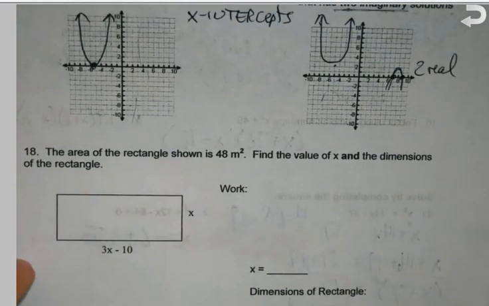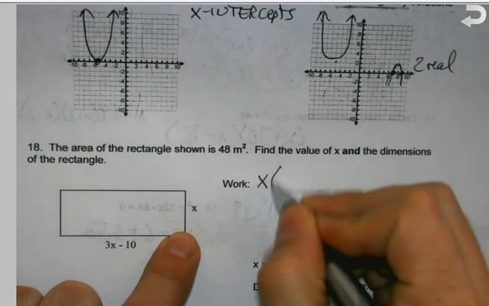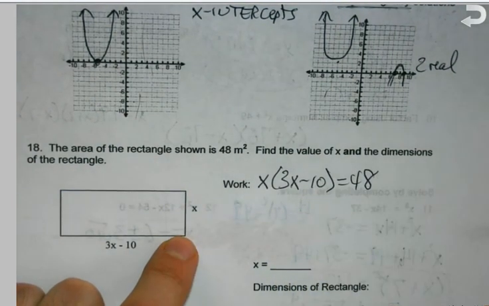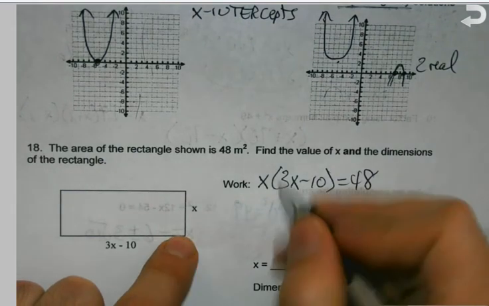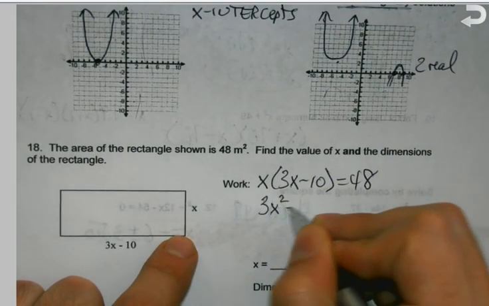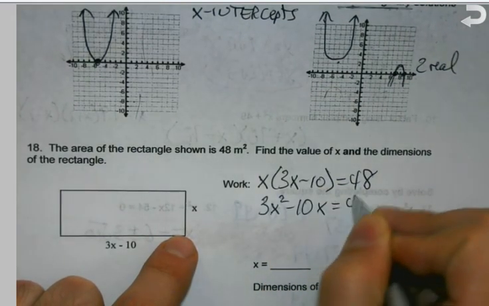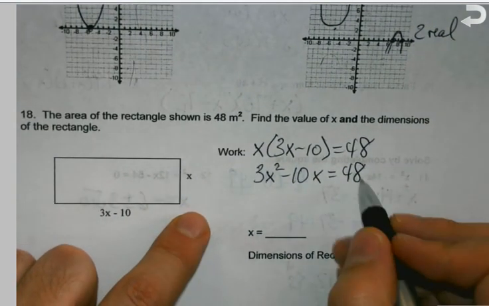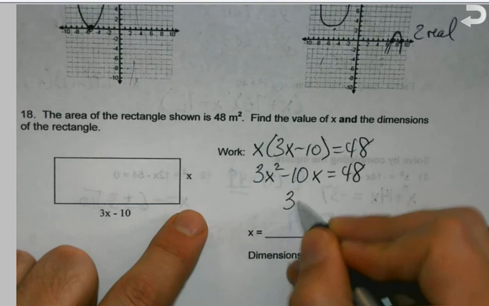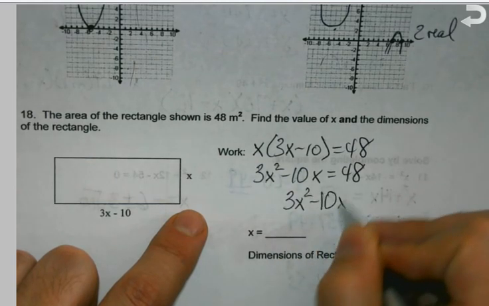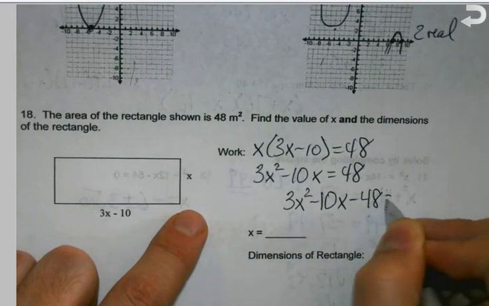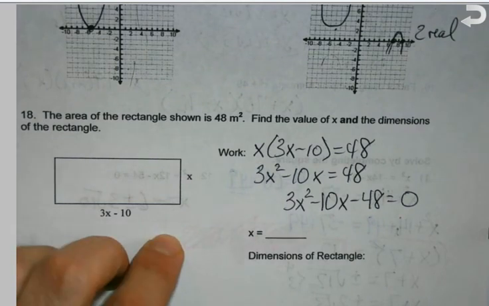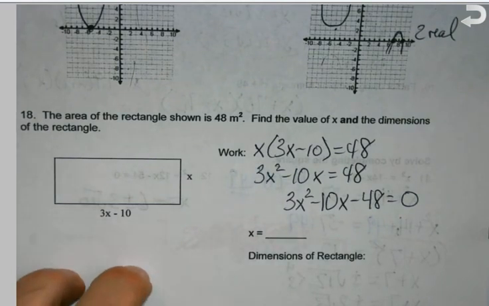I will. Area of a rectangle. Length times width equals area. I'm going to distribute that through. And this one, you're actually going to have some choices here in a second. I'm going to choose to bring the 48 over. And I would try factoring them. Now, you could use the quadratic formula. As we said, the quadratic formula is like duct tape. You can use it on everything.